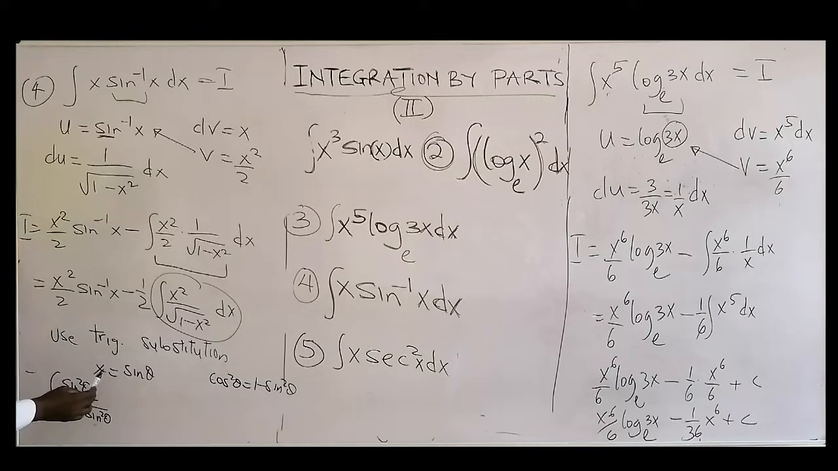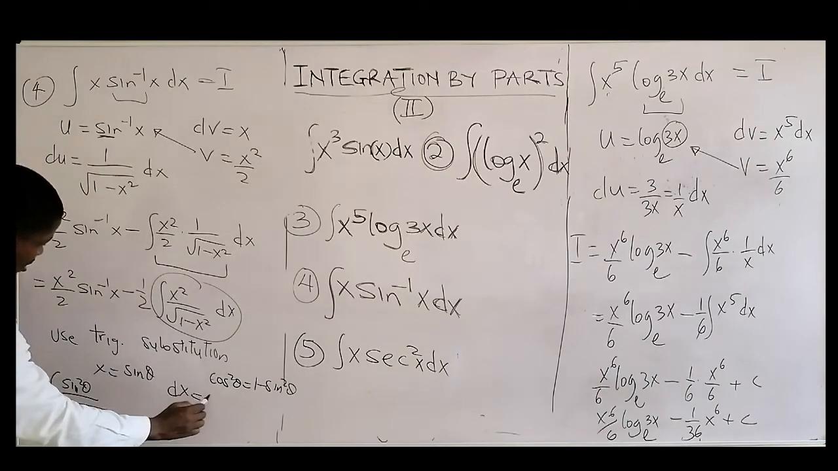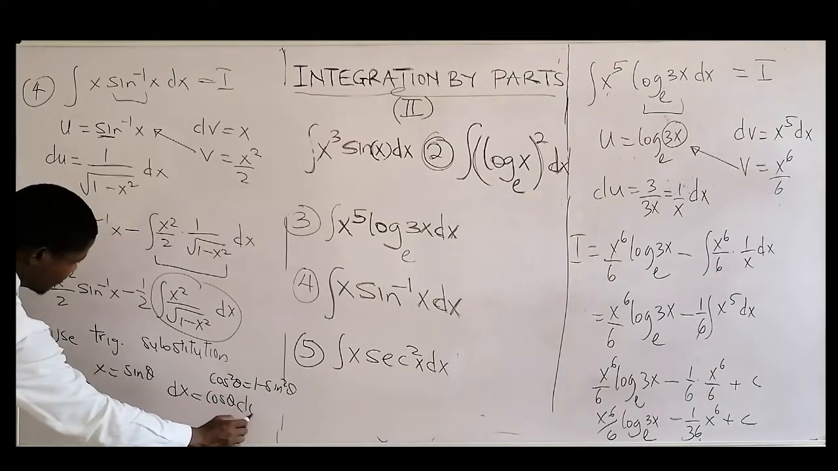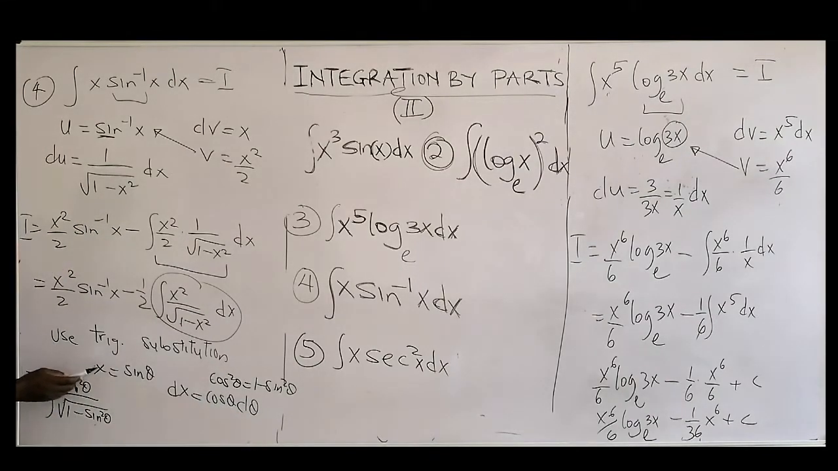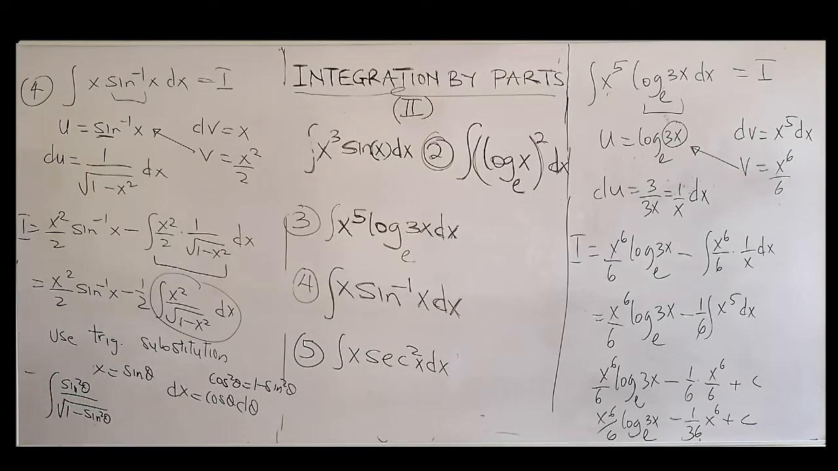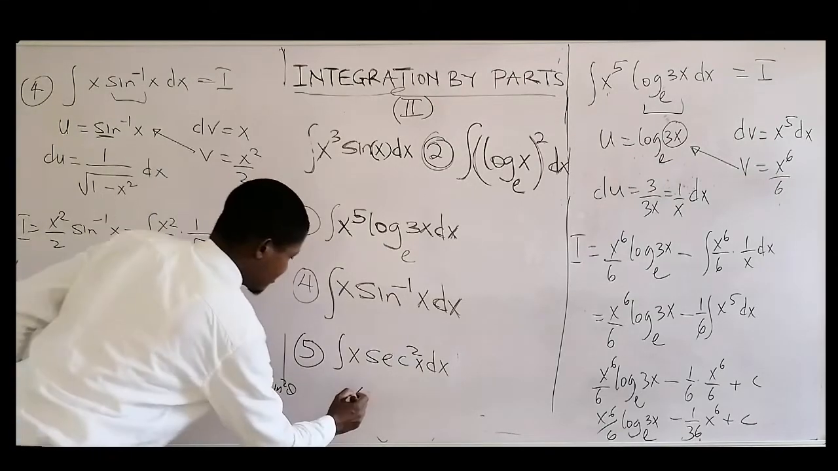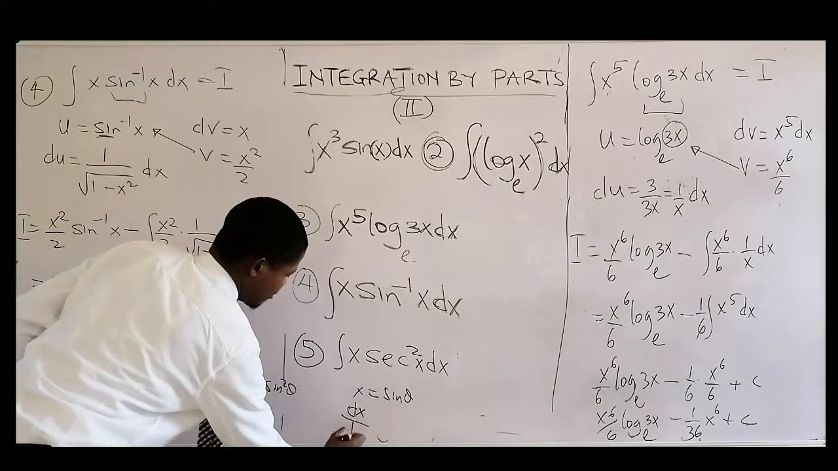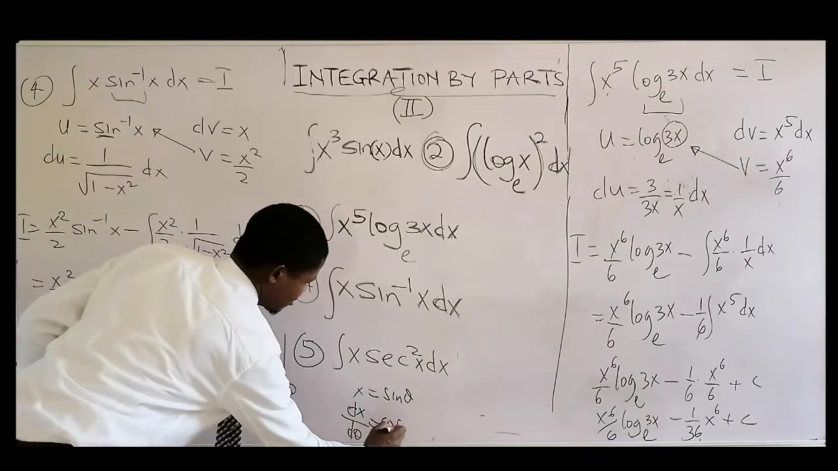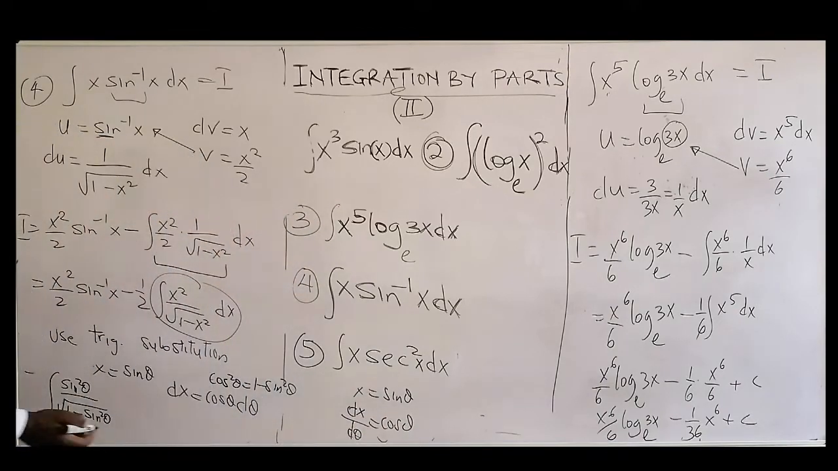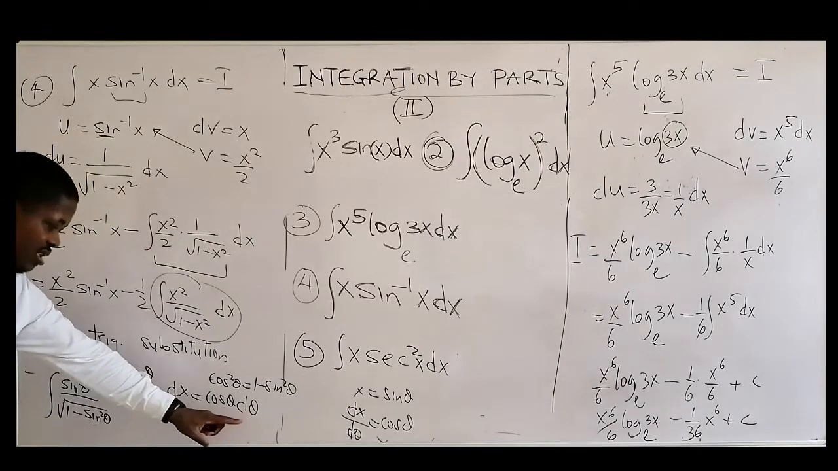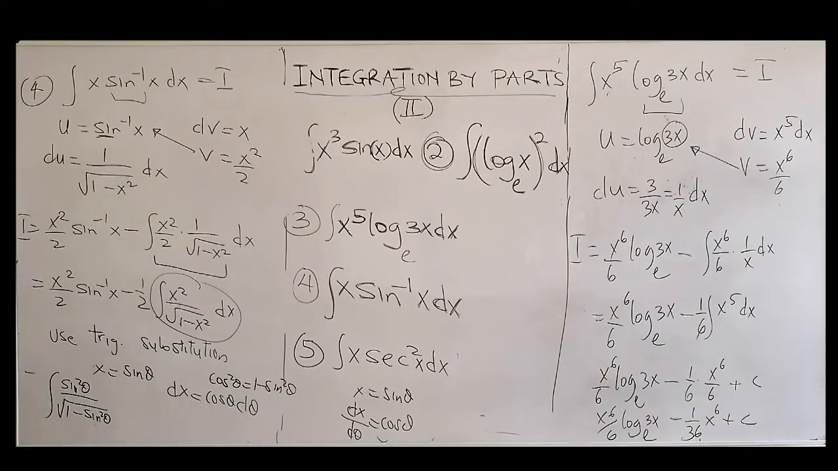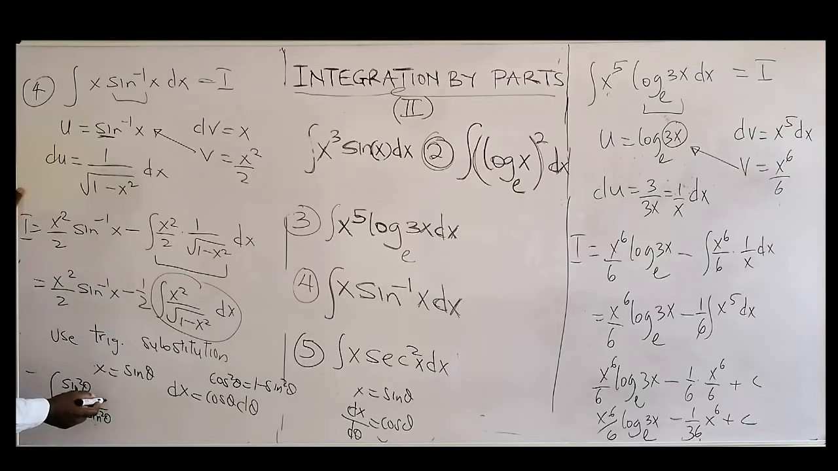And if your x is sine theta, then dx is equal to what? cos theta d theta. If you differentiate this, dx with respect to theta will give you cos theta, so you have dx equal to cos theta d theta. So don't forget what you have here: there is a dx there.